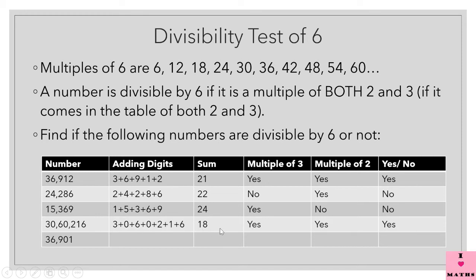Why is it a multiple of 6? Because this number is a multiple of 3 as well as a multiple of 2. Okay, last one. 36,901. Now children, units place, it is 1. So 1 is an odd digit. So this number is not a multiple of 2. So even if it is a multiple of 3, it will not be a multiple of 6. So children, actually it is not even a multiple of 3. So not a multiple of 3, not a multiple of 2, so not a multiple of 6.